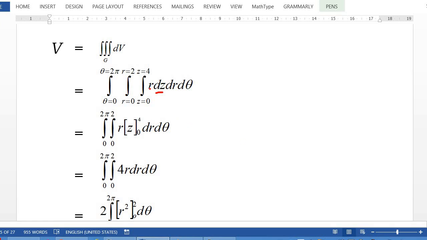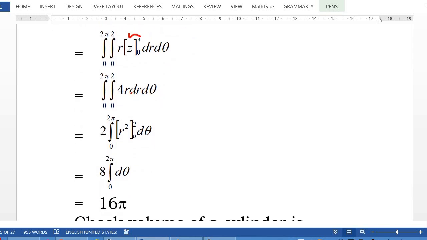Then integrate r with respect to z, you have rz, plug in the limit, you get 4r. Integrate 4r with respect to r, you have 4r squared divided by 2, or 2r squared, plug in r equal to 2. So you have 4 times 2 is 8. Integrate 1 with respect to theta, you have 8 times theta. Then plug in theta from 0 to 2 pi, you get 2 pi. So 8 times 2 pi, you have 16 pi.